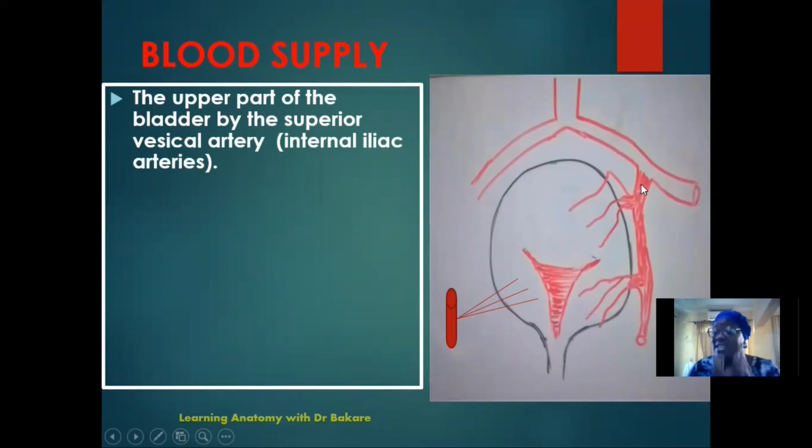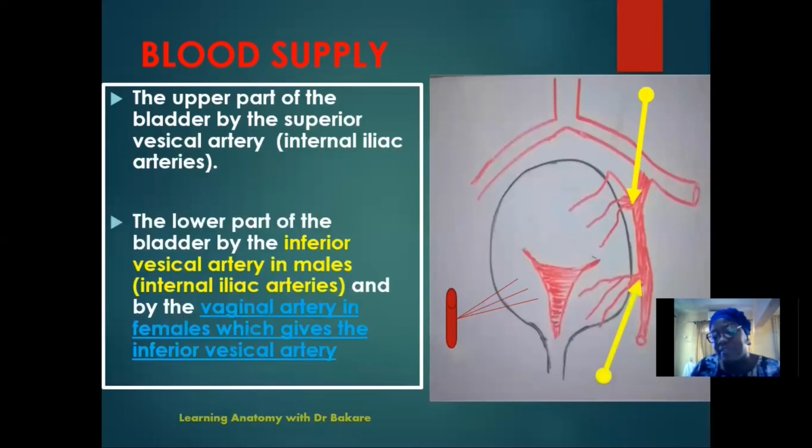The branches that supply the urinary bladder are from the internal iliac artery. In males, from the internal iliac artery, we have a branch that emerges at the upper part, and this is the superior vesical artery, which supplies the upper part of the urinary bladder. More distally, we have the emergence of the inferior vesical artery, which is also a branch from the internal iliac artery. It emerges distal to the superior vesical artery, and this supplies the lower part of the urinary bladder.